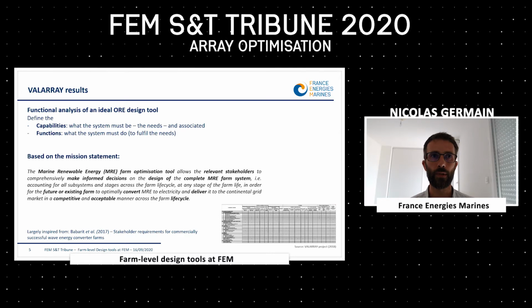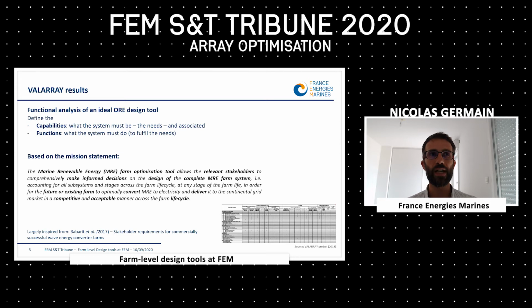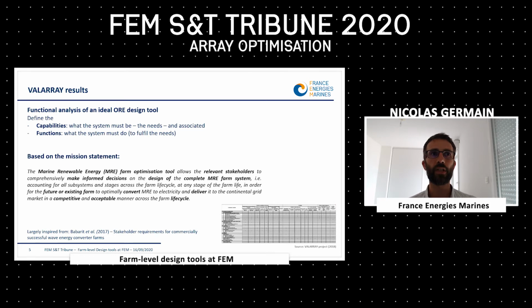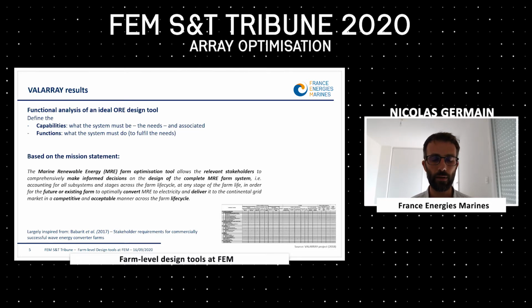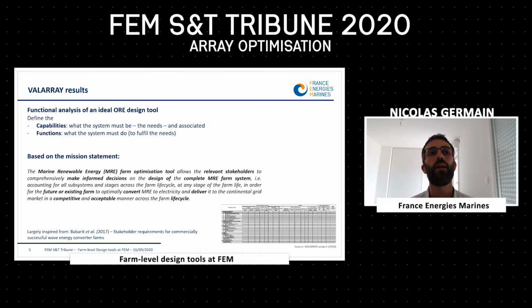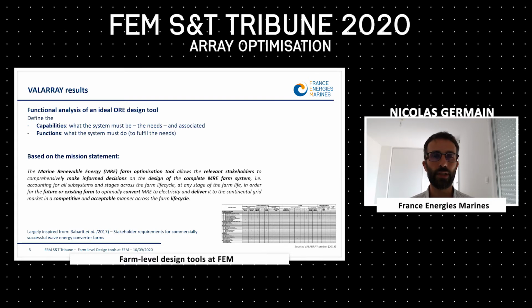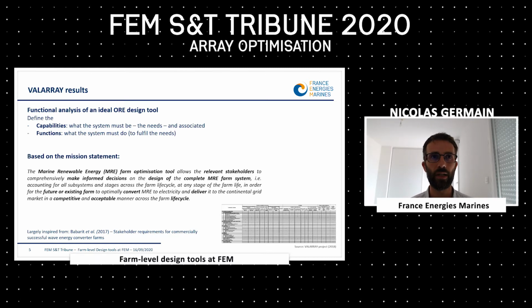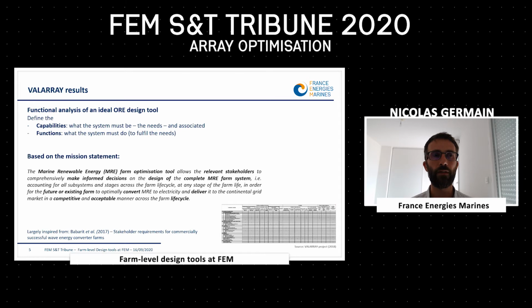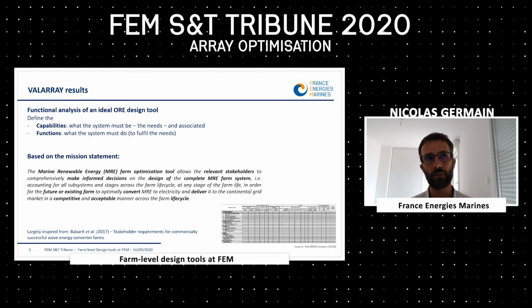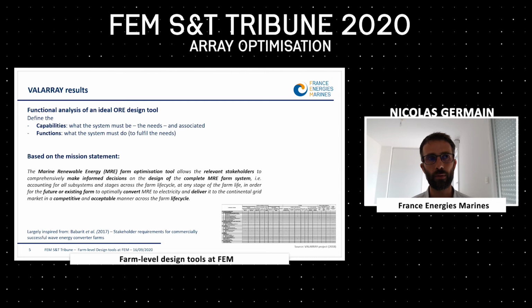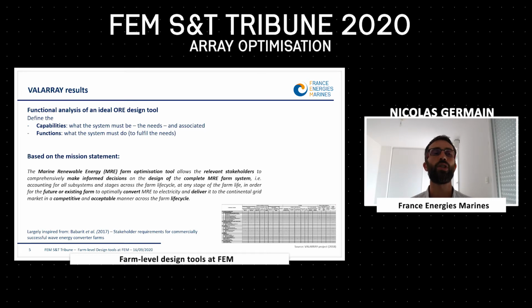So the method from this article that we have used relies on 2 concepts. Capabilities, which is what the system must be, a passive description of what it is, and the functions, which are how the system answers, what the system does to fulfill the needs, the capabilities. To define those 2 sets of capabilities and functions, you have to define the main goal you want to achieve, which is the mission statement.